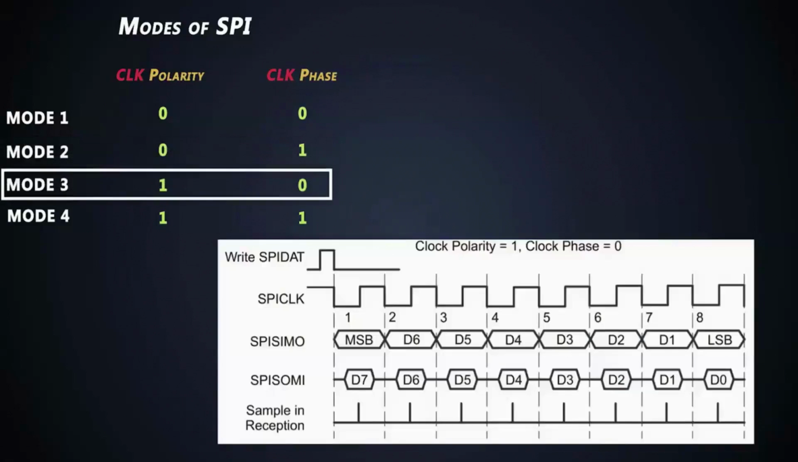Later comes the third mode. The clock polarity is 1 and clock phase is 0. Here the clock starts without delay, but it starts from the high state, and data is output on the falling edge of the clock signal, and the data is latched on the rising edge.